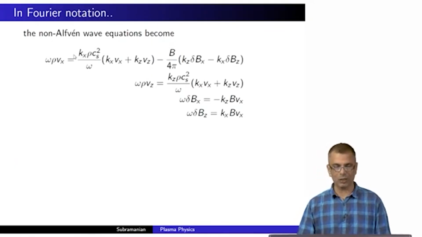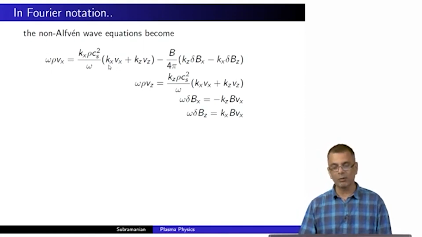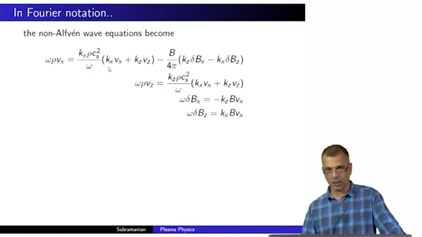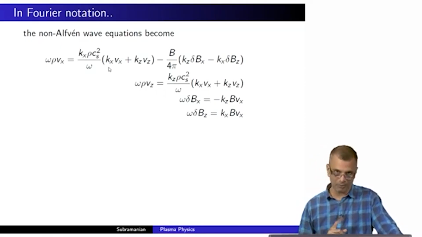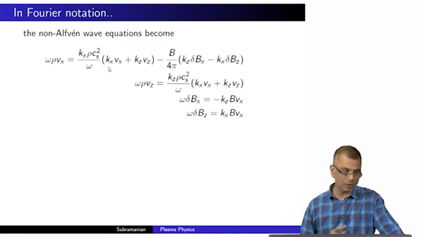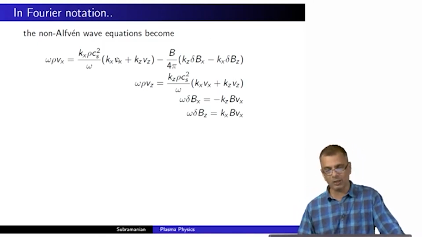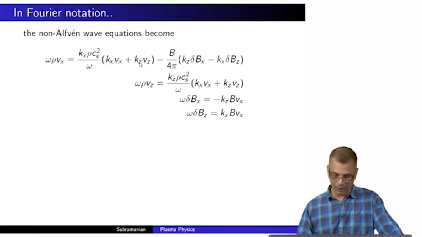So you see, wherever you see an omega, you know that there used to be a d over dt. Wherever you see a k, you know that there used to be a d over dx, and so on and so forth. But mind you, because of the presence of the magnetic field, the k is not the same in all directions. The propagation vector is not the same in all directions. Hence, you have the appearance of a k sub x and a k sub z. The k sub y is already taken care of.